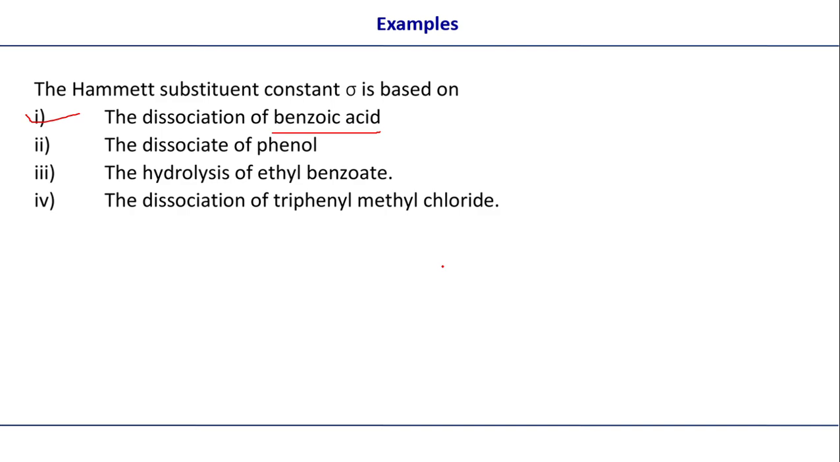Then we have done the Hammett substituent. The Hammett substituent constant sigma is based on which parameter? All of you know that the Hammett substituent constant sigma is based on the standard reaction of benzoic acid. So the dissociation of benzoic acid is the correct answer, option 1.